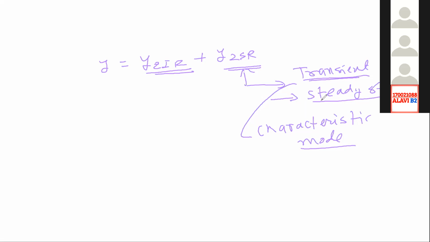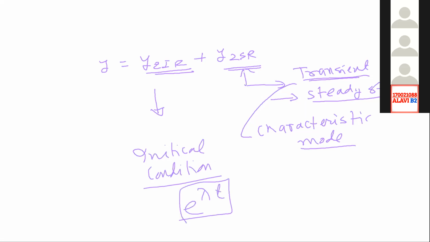Okay, but this quantity, for example, YZIR, it results from where? It results from your initial condition, isn't it? Yes, sir. And the nature of your solution is this type, e to the power lambda t or something like this, like your transient part. And here we will have this quantity that is also the characteristic mode of your system. No input will be there.